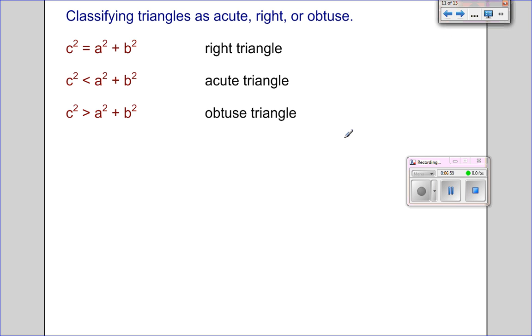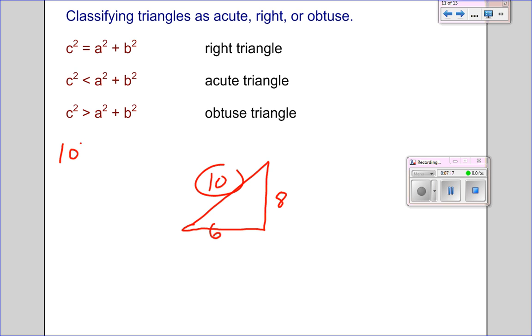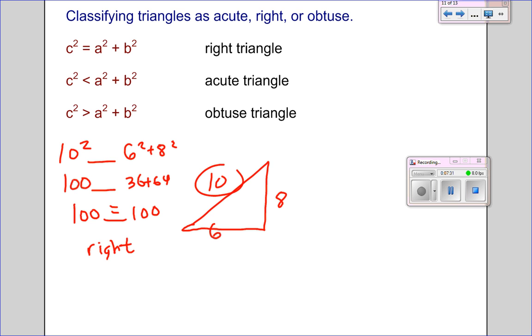The last thing we're going to look at is classifying triangles as acute, right, or obtuse using the converse of the Pythagorean theorem. If c squared equals a squared plus b squared, we know it's a right triangle. So for example, let's say I gave you a triangle with sides 6, 8, and 10. And I don't tell you if it's a right triangle. I want you to figure out if it is. Then you would say, okay, what's my biggest side? Well, 10. So we got to see 10 squared. How is that related to 6 squared plus 8 squared? Well, that's 100. 36 plus 64, 100 blank 100. How is 100 related to 100? Well, they're equal. So this would be a right triangle automatically because this is true.